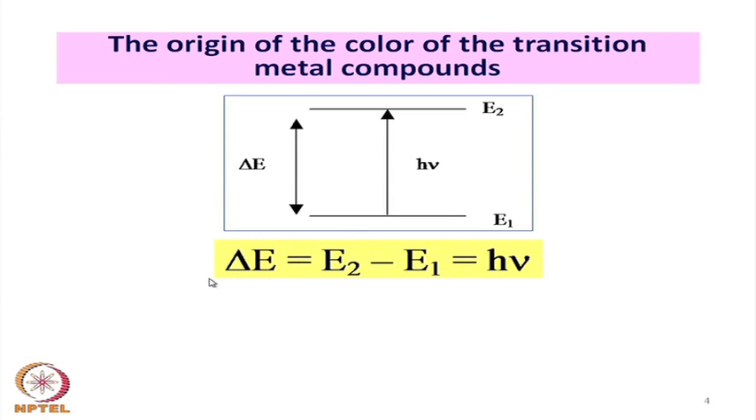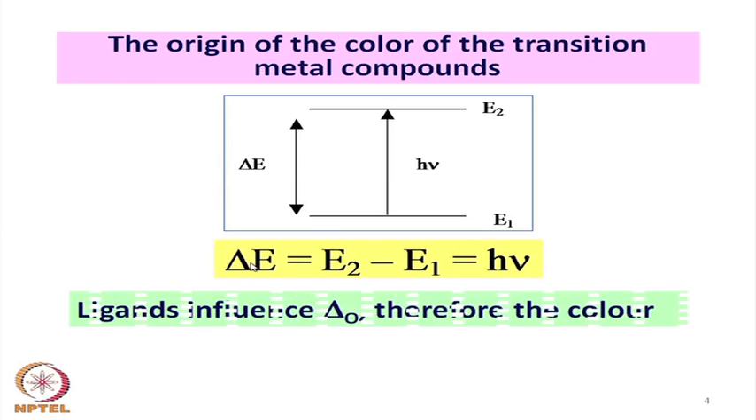So, we have the delta E value, which is the difference between these 2 levels, and now we will bring in the idea about coordination. We have already seen the CFSE calculation and the crystal field splitting, that the ligands can influence the delta O values, and therefore it can also change the color. So, if we have one particular magnitude of delta O, we will have a particular color for a specific metal ion in a particular oxidation state.